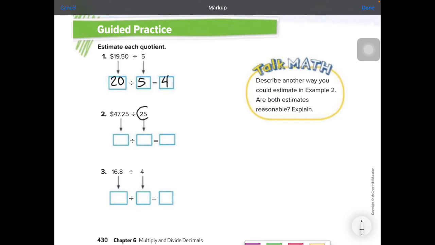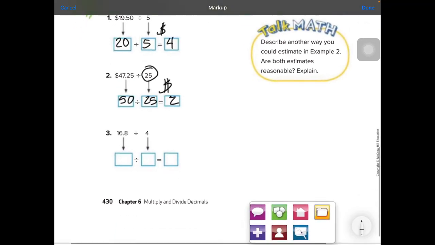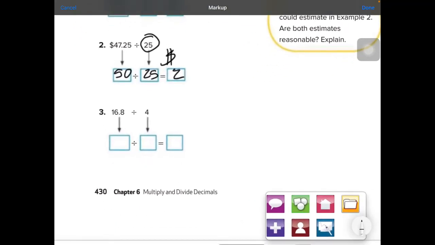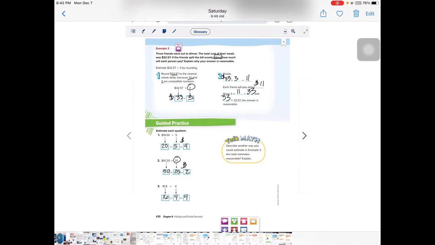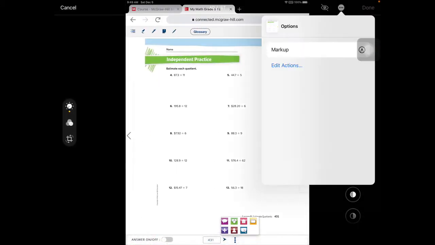Okay, number 2, 47.25 divided by 25. Well, I'm looking at this 25, trying to think what gets along well with it, and I think 50 would be very compatible, because mentally in my head, I could say the answer is 2 dollars. Number 3, looking at our problems here, I would say that 4, a number that gets along really well, would be 16, would be compatible, because mentally I can say 16 divided by 4 is 4. Told you you'd like this chapter, this lesson.